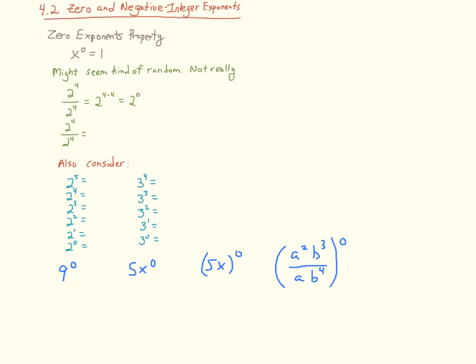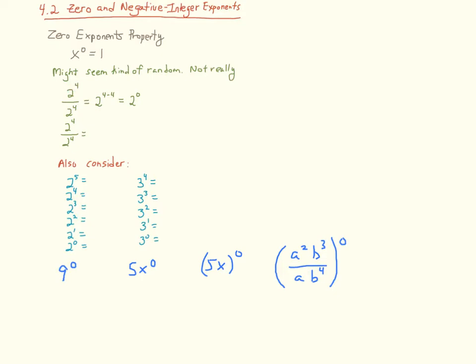Okay, this is a lesson on zero and negative integer exponents. Start with the zero exponents property, which says that if I have any base to the zero power, that equals 1. And that might seem kind of random, but not really when you look at the evidence.